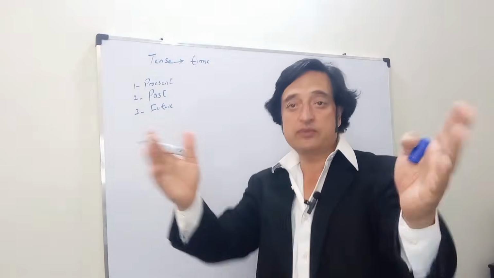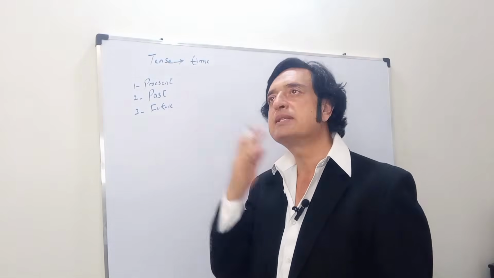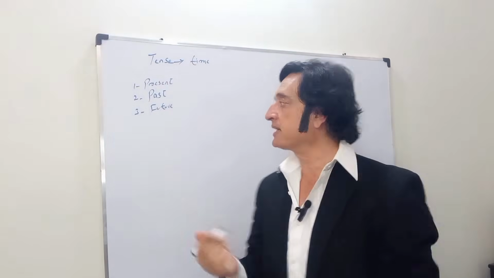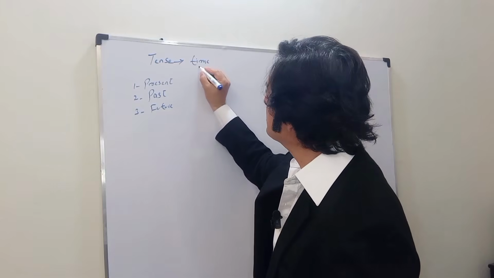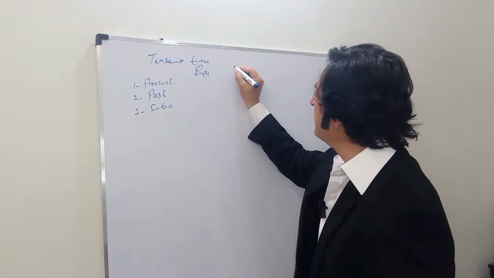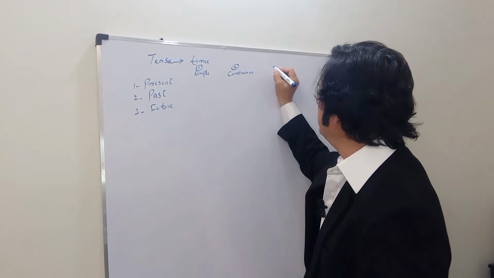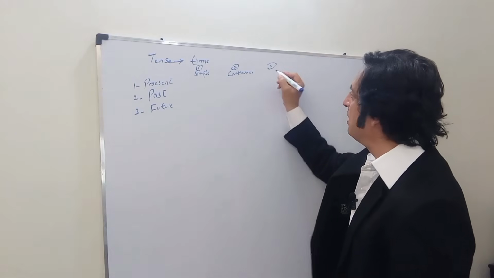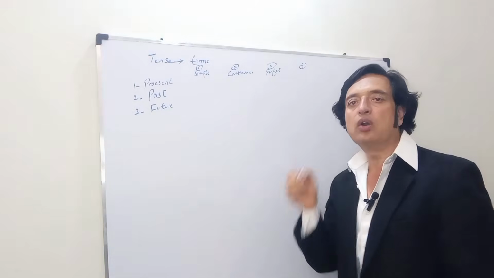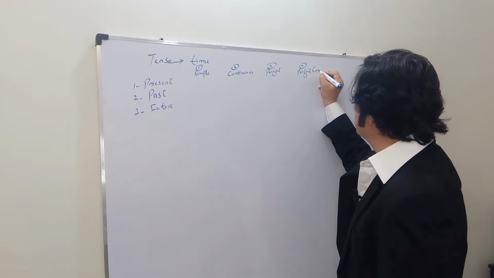And each time has, you have to understand something. Each time has four aspects. Aspects means sides, like 1, 2, 3, 4, like this room has four sides. So what is the first aspect? It is called simple. The second aspect is called continuous. The third aspect is called perfect. And the fourth aspect is called perfect continuous.